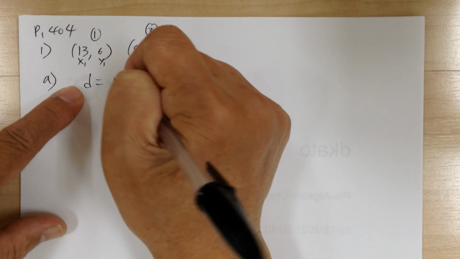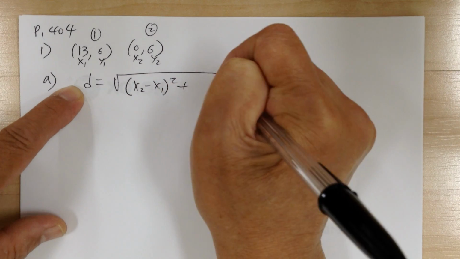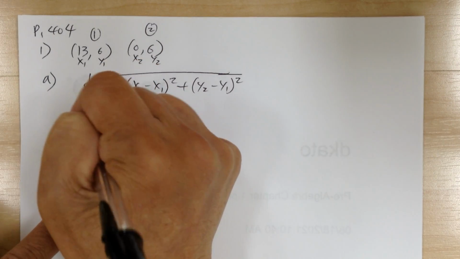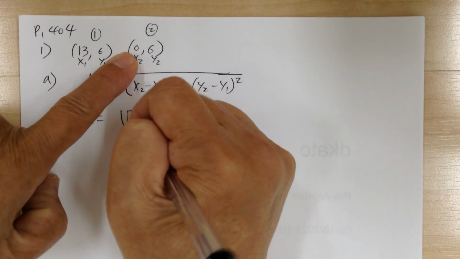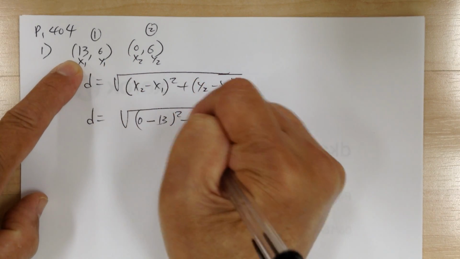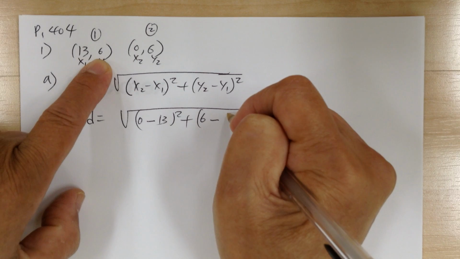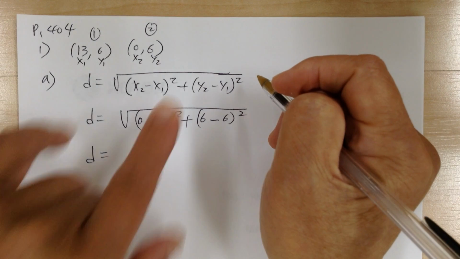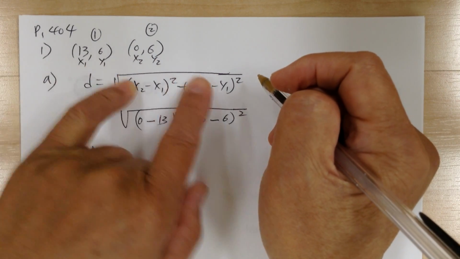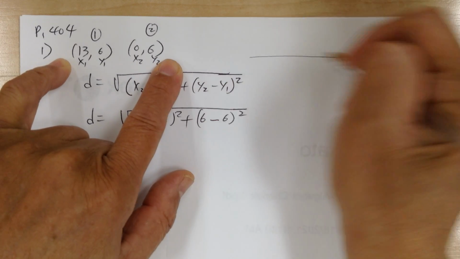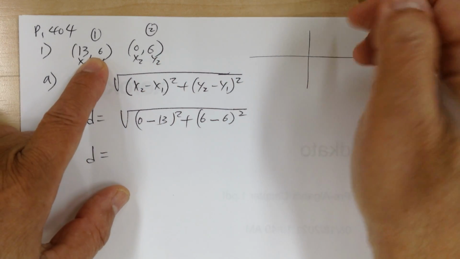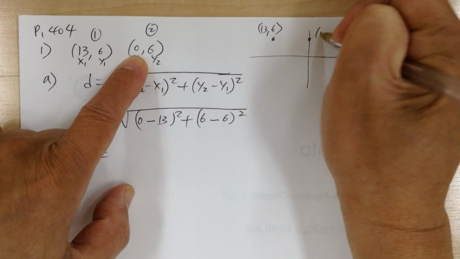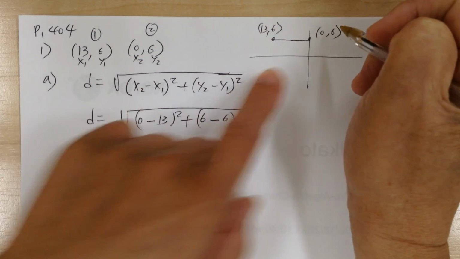Okay, so distance formula is x2 minus x1 squared plus y2 minus y1 squared, and you take the square root of the whole thing. So distance equal to square root of 0 minus 13 squared plus 6 minus 6 squared. So if you notice that you have the same y, so this is a horizontal line. So basically, this is 13, 6. So it's like over here, this is 13, 6. This is 0, 6. So this is a horizontal distance, so we actually just go and minus.